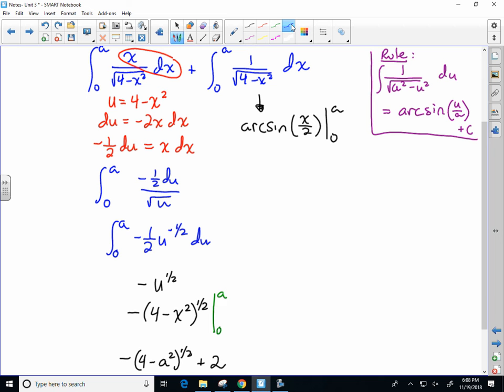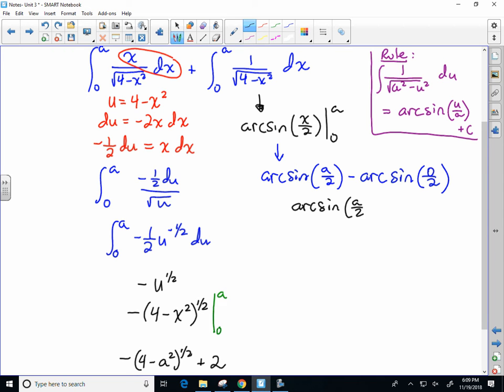Okay. Now when we plug this in, plug in the a, you're going to get arc sine of a over 2 minus arc sine of 0 over 2. So this just becomes arc sine of a over 2, because arc sine of 0 is just 0.